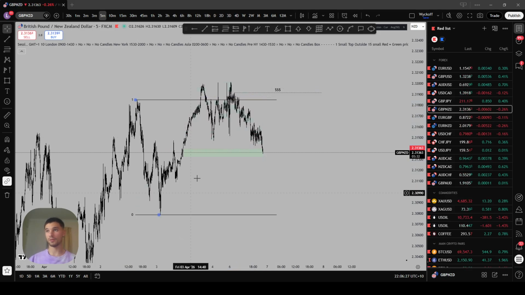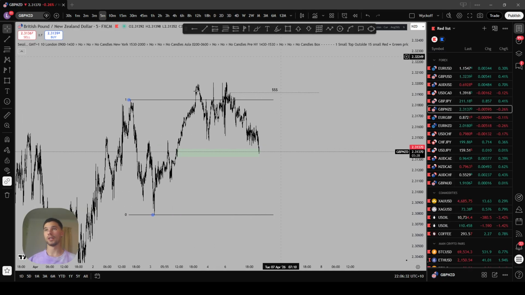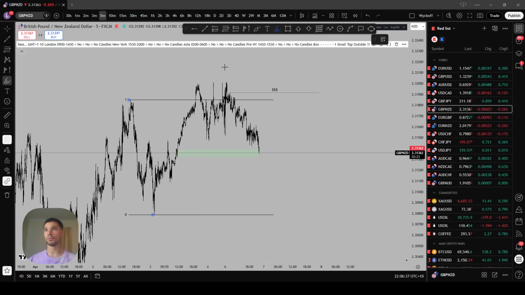Not bad in terms of the volume area. Range is somewhat inefficient, but I do feel like this has kind of completed itself as a distribution model.